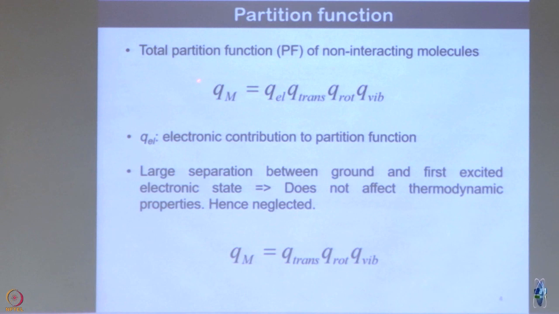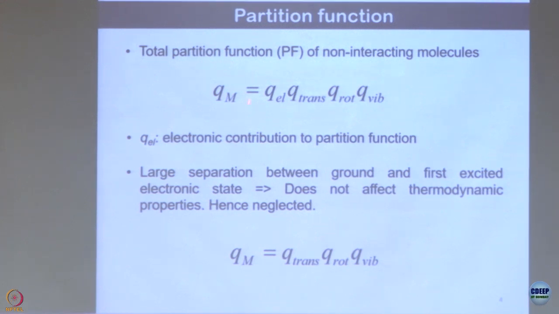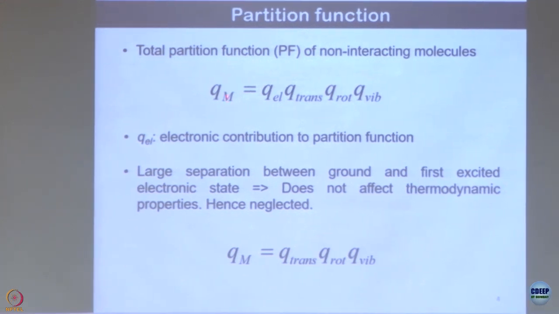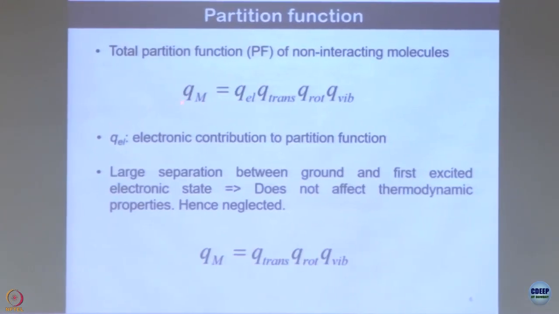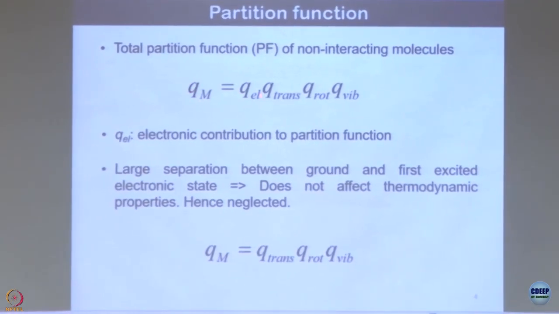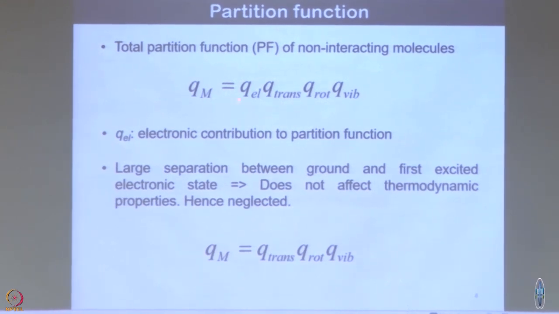Okay. Now, if they are non-interacting and independent, then the total molecular partition function is a product of the individual partition functions. That is because if they are independent, the energy levels of each are different and the partition function is a sum over the energy levels. You understand that?